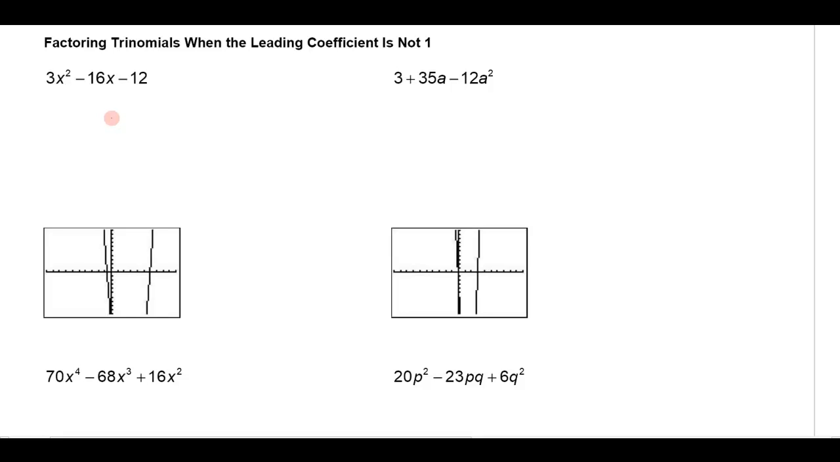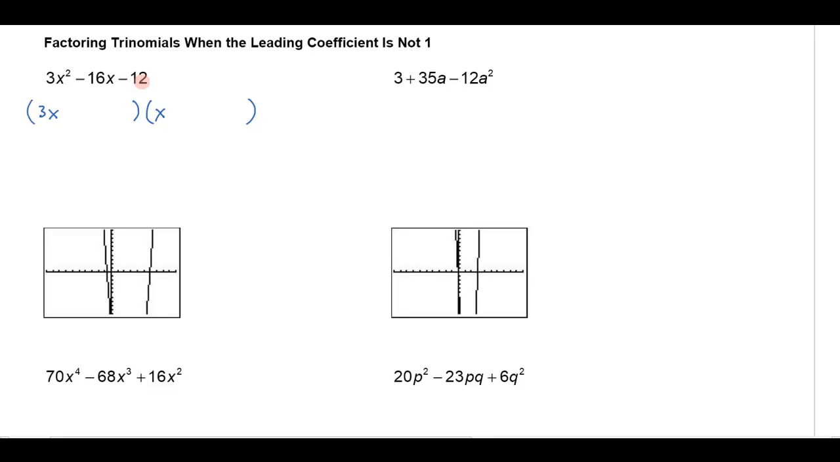Hi everyone. In this lesson we want to talk about factoring trinomials when the leading coefficient is not 1. So if I have a trinomial like this, I know that it's going to factor as two binomials. And so I'm going to have 3x times x. That's the only way I can get 3x squared. And it doesn't matter which order I put these in.